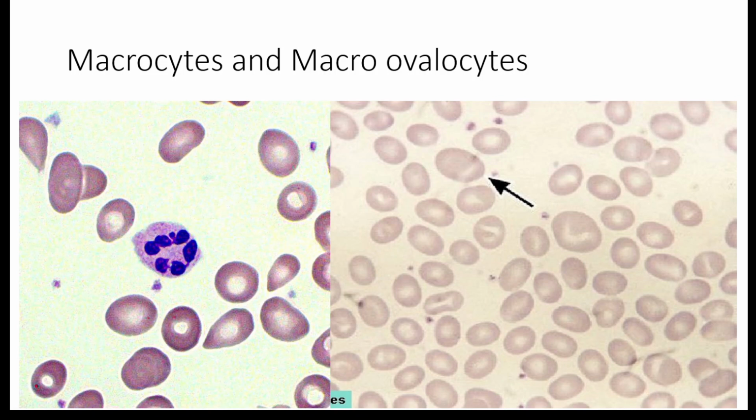So the triad that you generally see in a macrocytic or a megaloblastic anemia will be pancytopenia, macrocytic anemia, macrocytes and macroovalocytes, hypersegmented neutrophils. When you see all this, this is the picture of a macrocytic anemia.